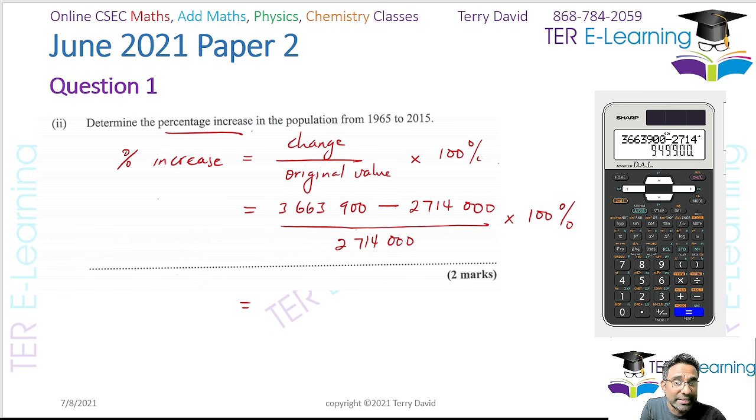That's my increase. Now I have to divide that by the original amount. So divide that by 2,714,000. You're going to get this. And then we have to multiply that by 100%. And you're going to get 35. So I'm getting a 35% increase in my population. So therefore, this here is 35%, right? That's my percentage increase.